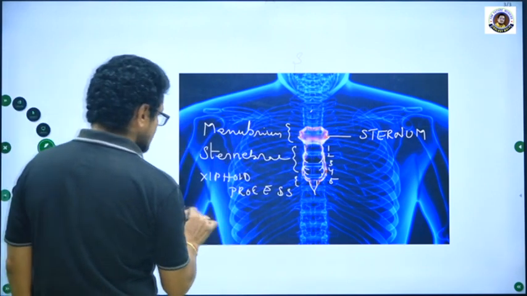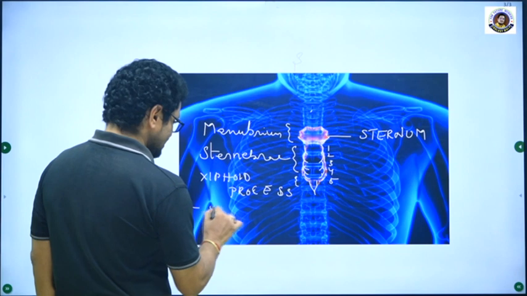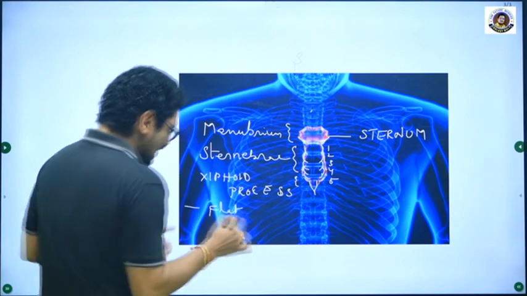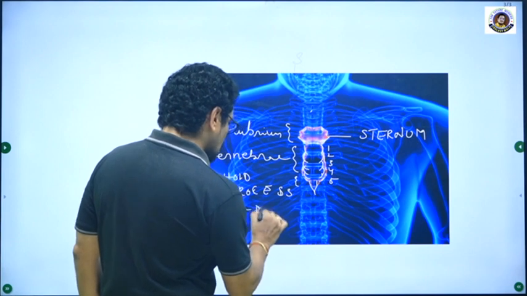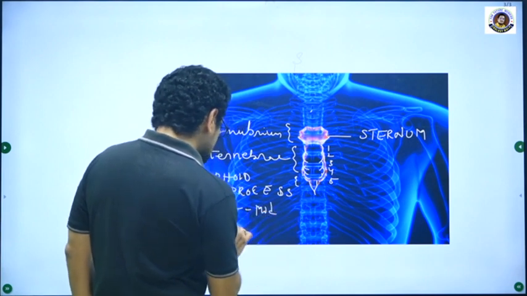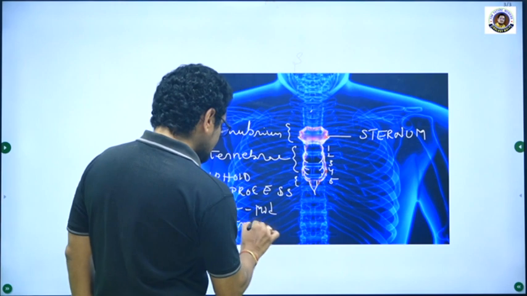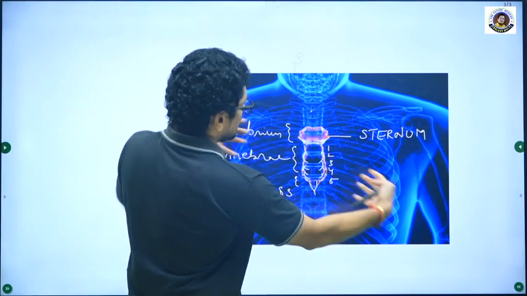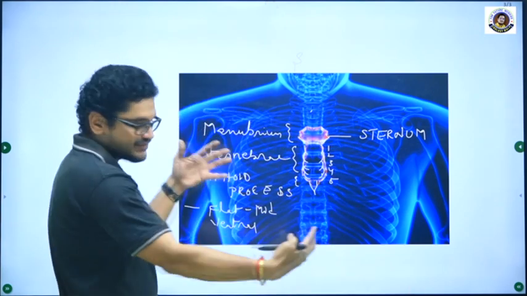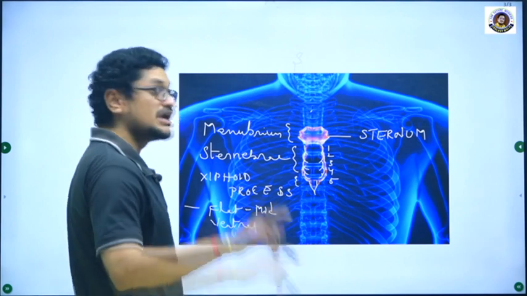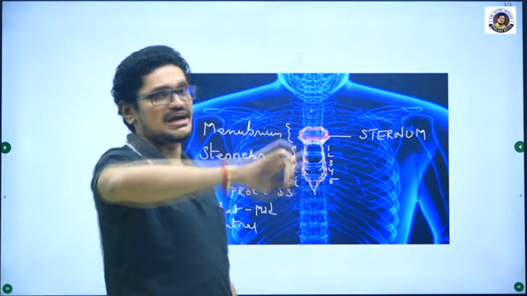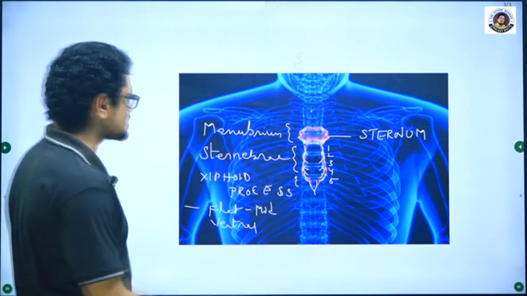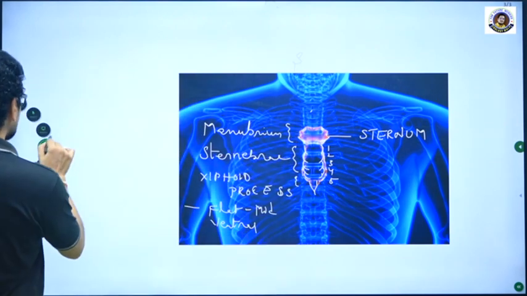I will write here what is there. I want to write something interesting over this blue background. Flat bone present on mid-ventral region. See this, ribs articulate with this one. The first 7 pairs of ribs articulate directly with the sternum with the help of hyaline cartilage. Articulate with the sternum means don't forget hyaline cartilage.